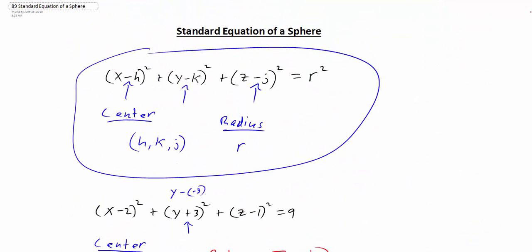So realize this is very similar to what we did with a circle when we were talking about 2 dimensions. And in this case, we're looking at 3 dimensions. So now we have a sphere, but we have x minus h squared, y minus k squared, z minus j squared equals the radius squared.